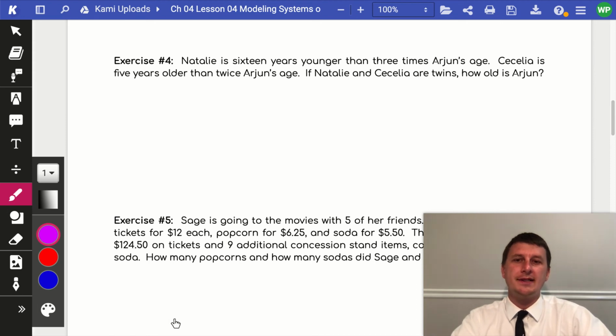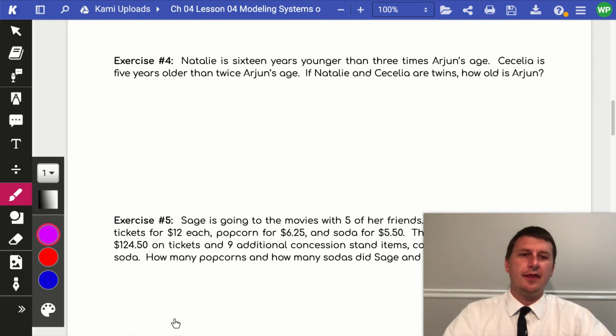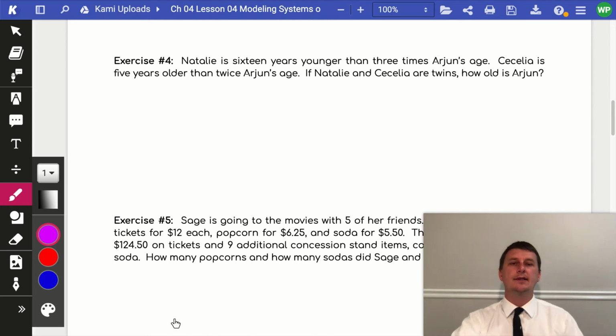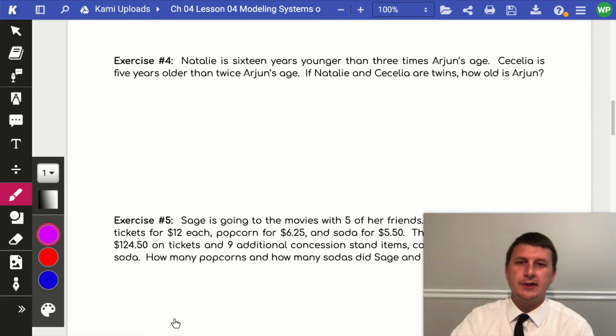Exercise number 4 says Natalie is 16 years younger than 3 times Arjun's age. Cecilia is 5 years older than twice Arjun's age. If Natalie and Cecilia are twins, how old is Arjun? So let's see if we could make sense of these words by turning them into mathematical language or equations. So we have Natalie is 16 years younger than 3 times Arjun's age.